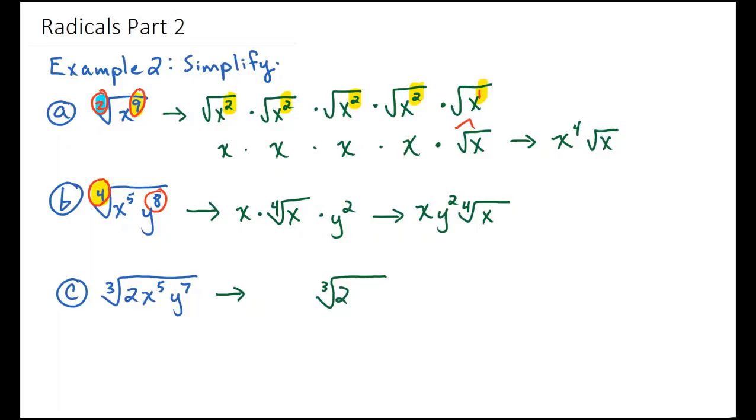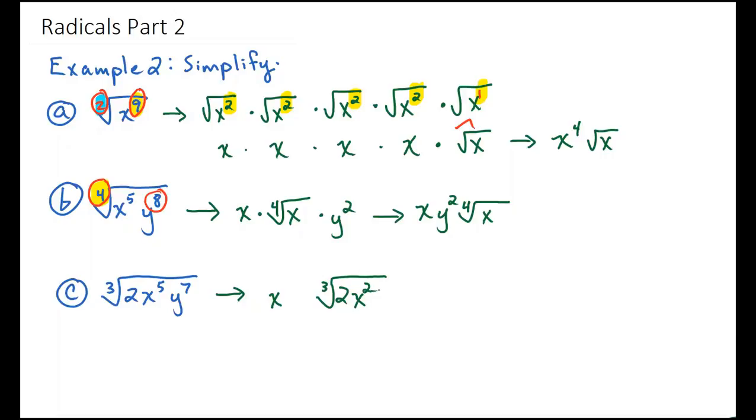Alright, so let's move on to the x's. So I have 5 x's. I'm going to put them in groups of 3. I can make one group of 3 out of 5 x's. That means I will have 1 x outside the radical. My leftovers, after I make that group of 3, is that I'm going to have 2 x's left over that cannot be cube rooted.